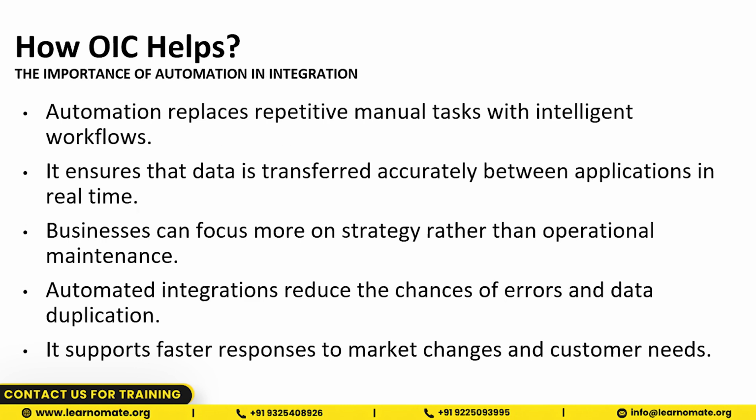Again, how OIC helps: automation. Data transfer can happen faster and with high accuracy. Business can focus more on strategy and operational maintenance, so they don't have to focus on the operations. They can focus on the business side. Once we automate, the chances of error and data duplication are reduced. And as I told, development will be faster. A solution which earlier used to take 10 days can come down to 3 to 4 days.